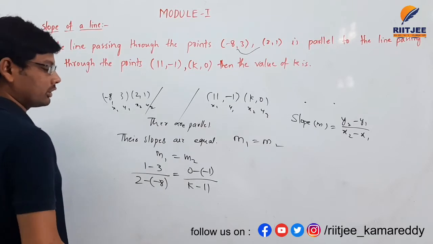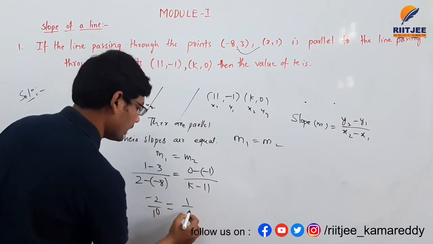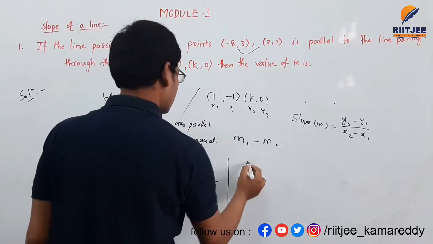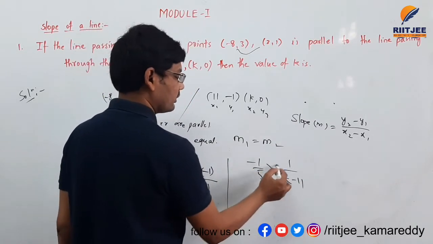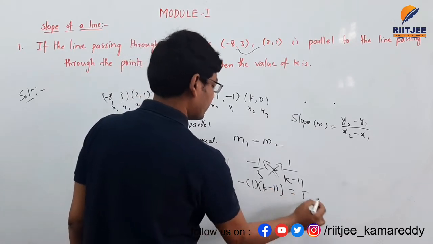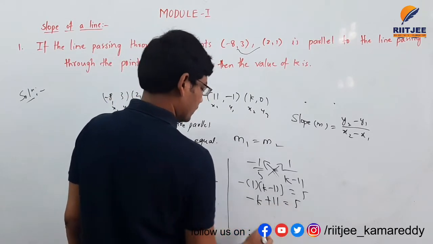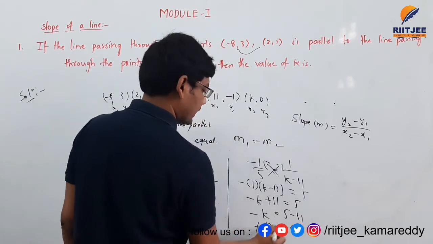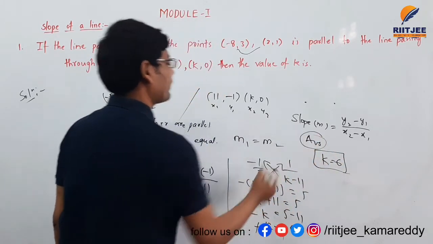So m1 is equal to m2. Minus 2 by 2 plus 8, which is 10, equals 1 by k minus 11. Simplifying, minus 1 by 5 is equal to 1 by k minus 11. Do cross multiplication: minus 1 into k minus 11 is equal to 5. So minus k plus 11 is equal to 5, minus k is equal to 5 minus 11, minus k is equal to minus 6. The minuses cancel, so k is equal to 6. This is the answer for the value of k.